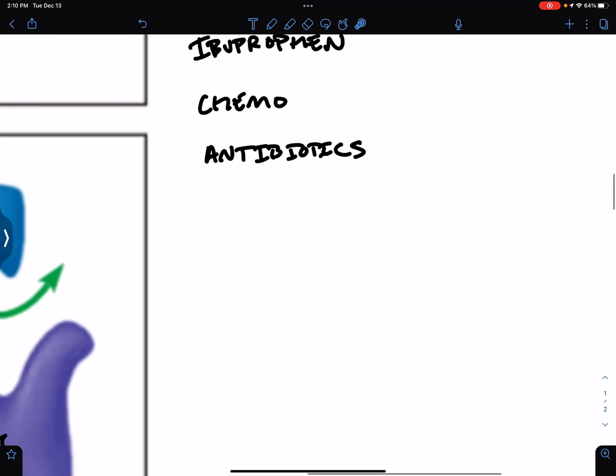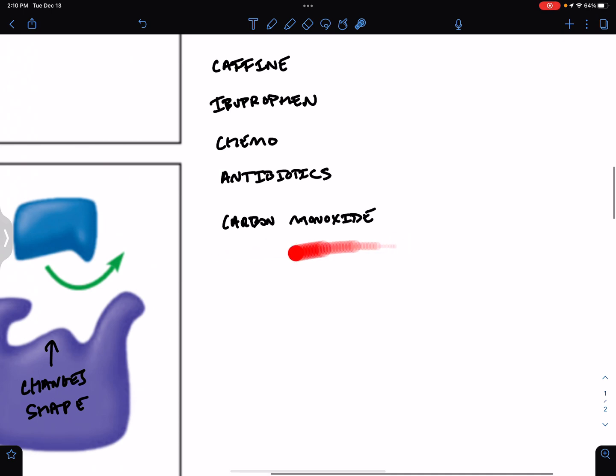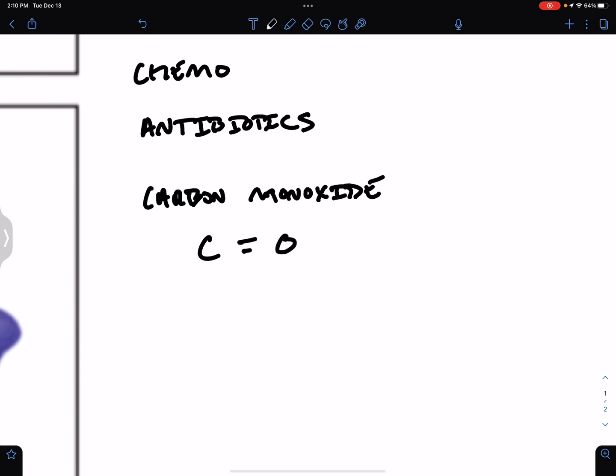An example of a poison would be carbon monoxide. Carbon monoxide is carbon bound to oxygen, and it binds to hemoglobin in your red blood cells and prevents your red blood cells from transporting the oxygen that you need.